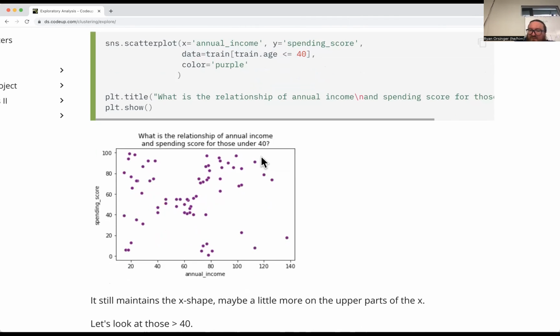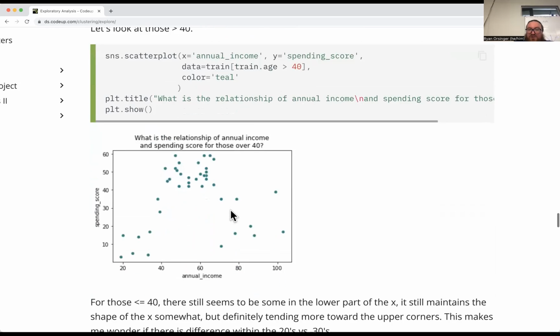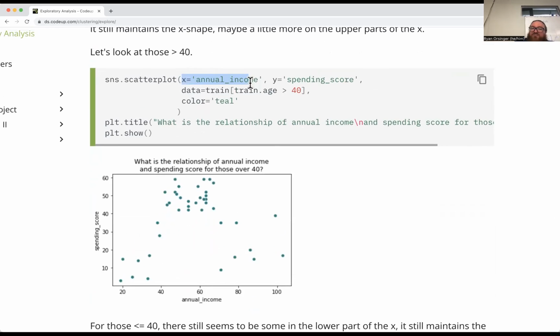So we don't have a strict linear relationship. We're kind of back to that X, back to that checkerboard for under 40. So what if we looked at above 40? Well, change the code a little bit. Annual income on the X, Y is the spending score. The subset for the data that we're plotting is individuals who are aged less than 40. And lo and behold, we no longer have that X relationship or that checkerboard relationship between spending and income. We have the bottom half of it, it looks like.